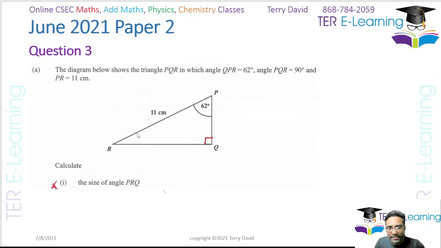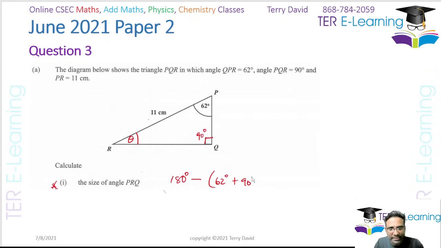So PRQ is this angle here. That's my angle of interest. Let's call that angle theta. Whenever we have a question like this, we need to understand exactly what we are doing. So we want the size of angle theta, which is PRQ. This part is pretty straightforward. You know that the sum of the interior angles of a triangle is 180 degrees. Remember, this here is 90 degrees. So to get PRQ, all we need to do is take 180 degrees minus 62. So we add in the other two angles.